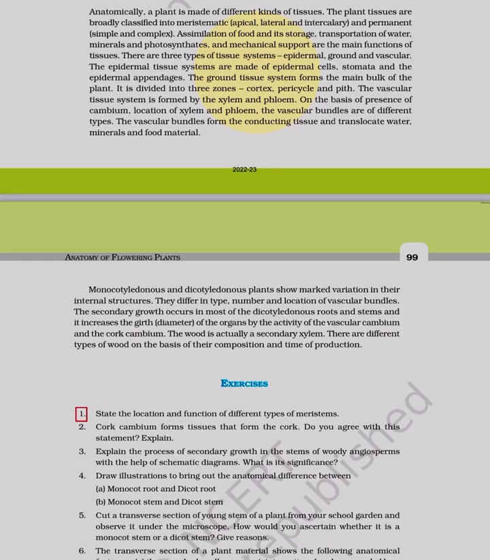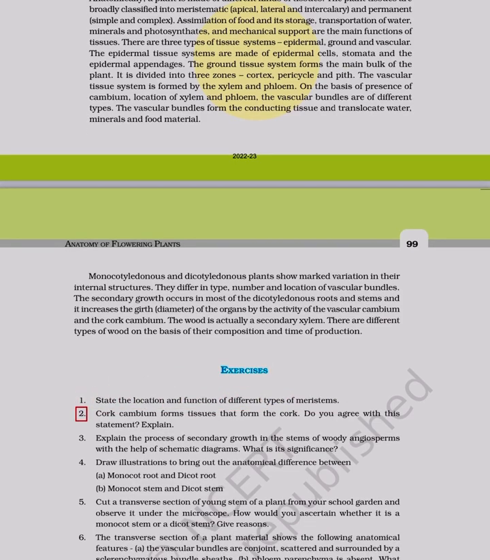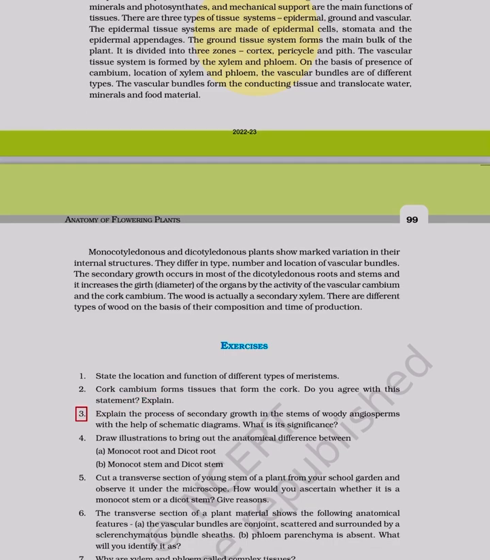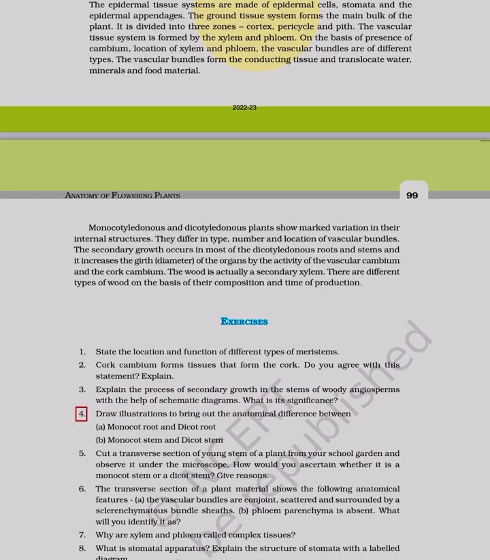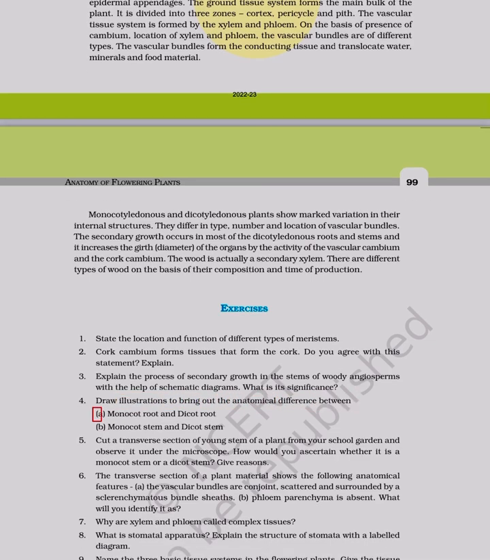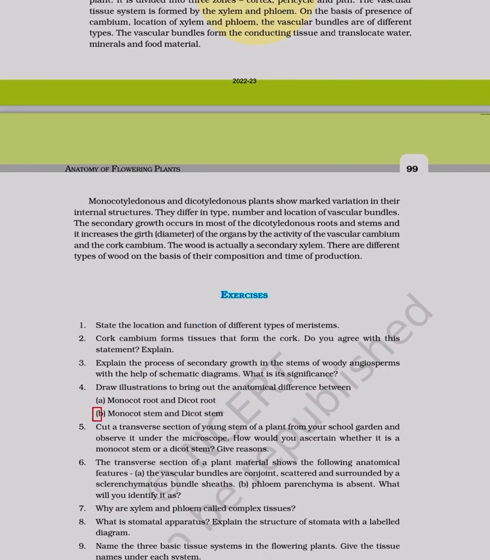Exercises. 1. State the location and function of different types of meristems. 2. Cork cambium forms tissues that form the cork. Do you agree with this statement? Explain. 3. Explain the process of secondary growth in the stems of woody angiosperms with the help of schematic diagrams. What is its significance? 4. Draw illustrations to bring out the anatomical difference between a monocot root and dicot root, and monocot stem and dicot stem.